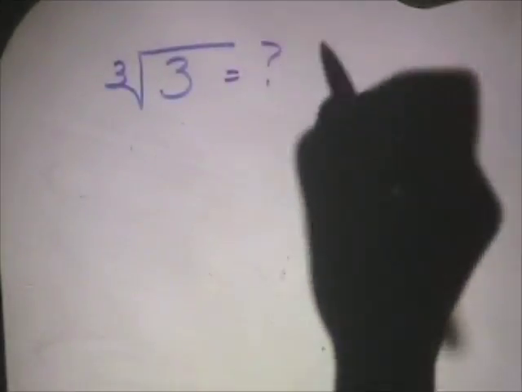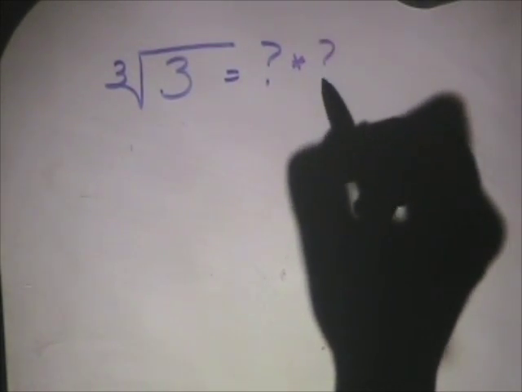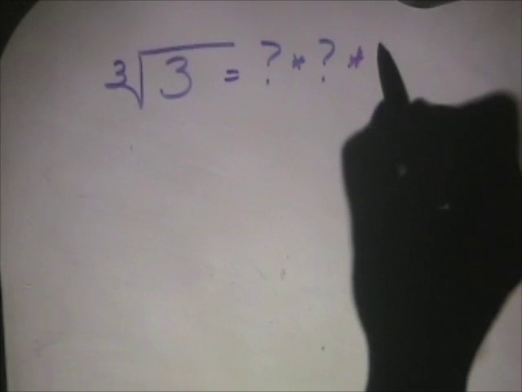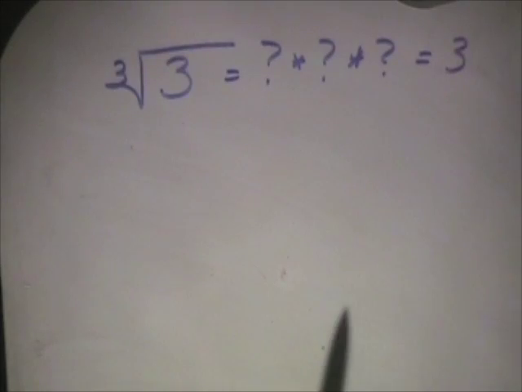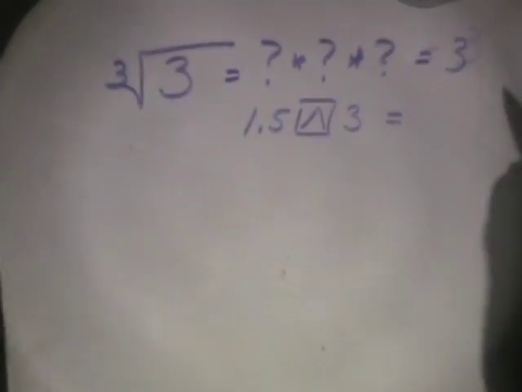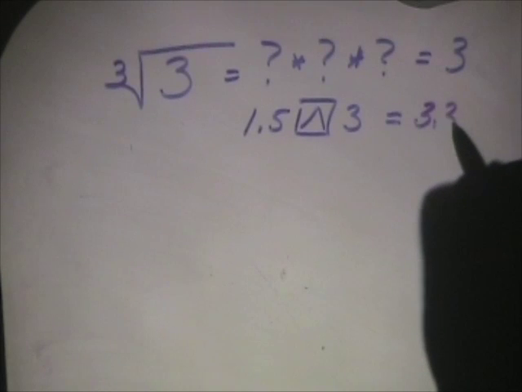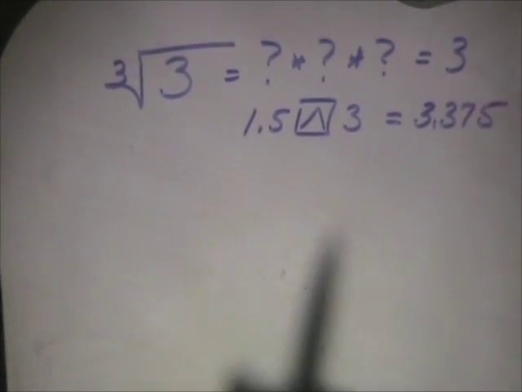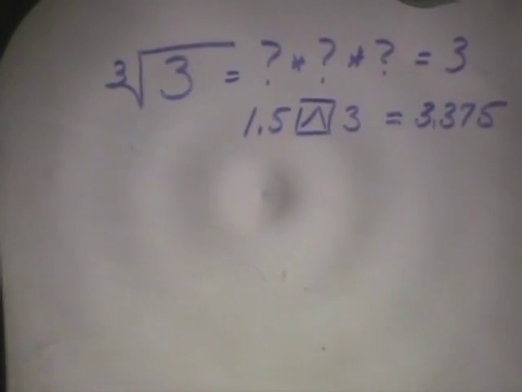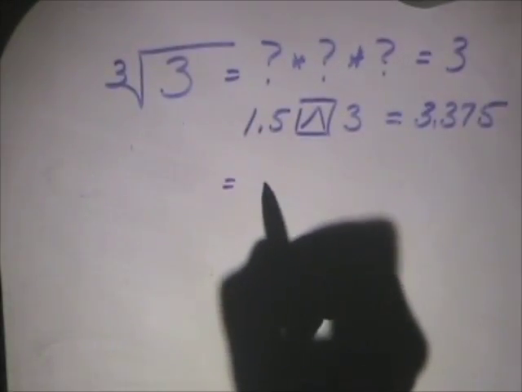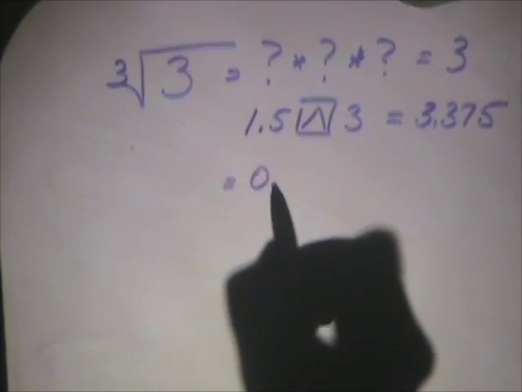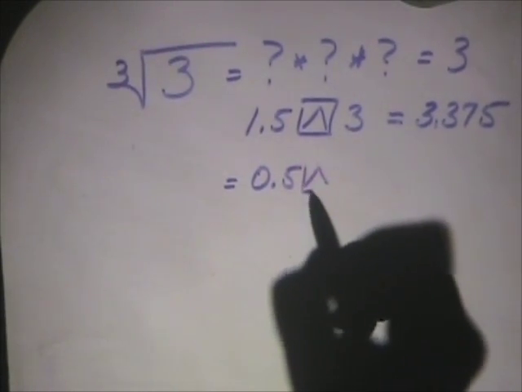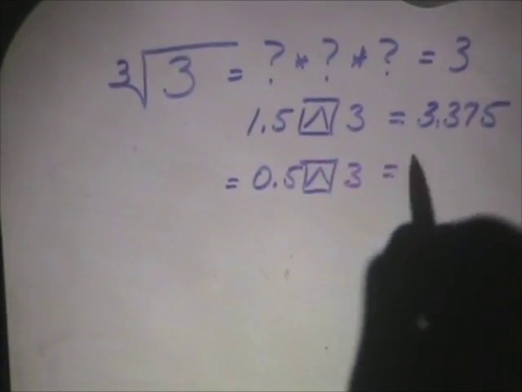That means there's some number out there that if I take it times itself and then times itself again, I'm going to get 3. Now, I don't want you to yell out. I really would like 3.375. All right, so it's a little bit too big. Next suggestion. 0.5? Okay, let's all try 0.5 to the third power.